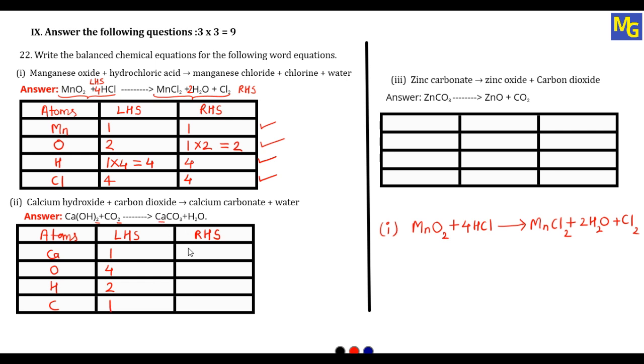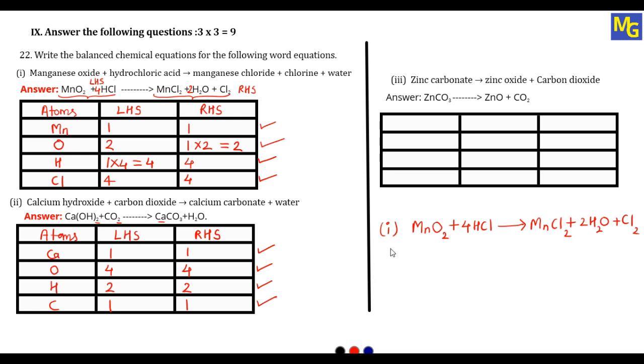Calcium we have 1. Oxygen we have 4. 3 from CaCO3 and 1 from water. Then hydrogen we have 2 and carbon we have 1. So if you see this table, calcium both the side it is 1 1 balance, oxygen 4 4 balance, hydrogen 2 2 balance, even carbon it is 1 1 balance. So this reaction is already balanced, no need to balance the reaction.